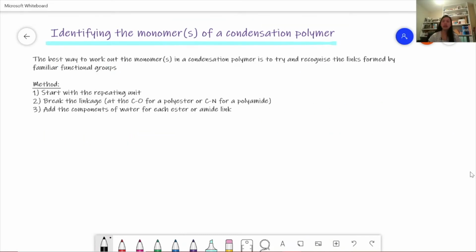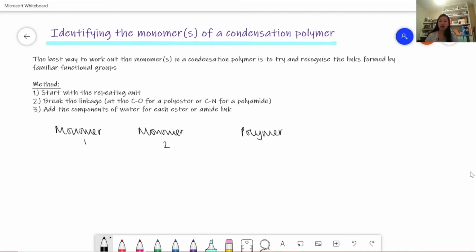Now we're going to talk about how to identify the monomer or monomers of a condensation polymer. And so the best way to work out the monomers in a condensation polymer is to try and recognize the links formed by familiar functional groups. So what we can do is we can kind of form a table. So we have monomer number 1, and then we have monomer number 2, and then we have the polymer.